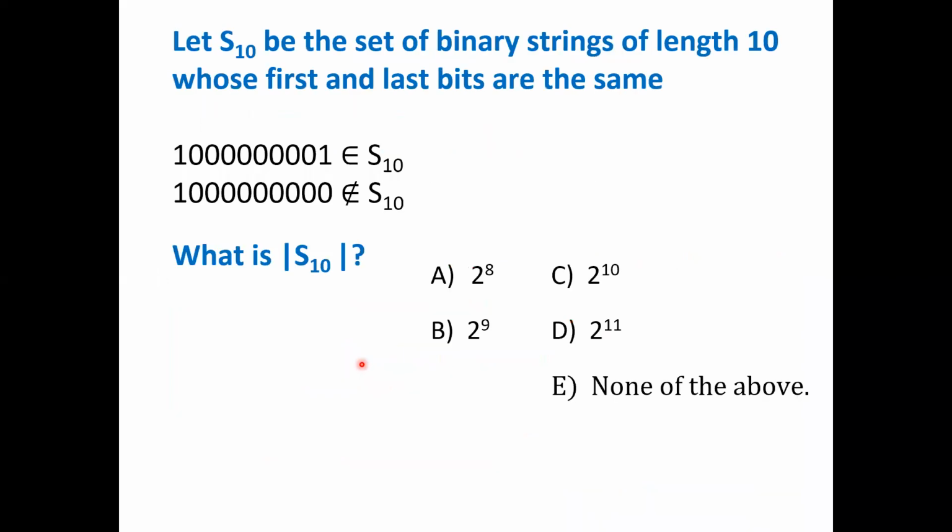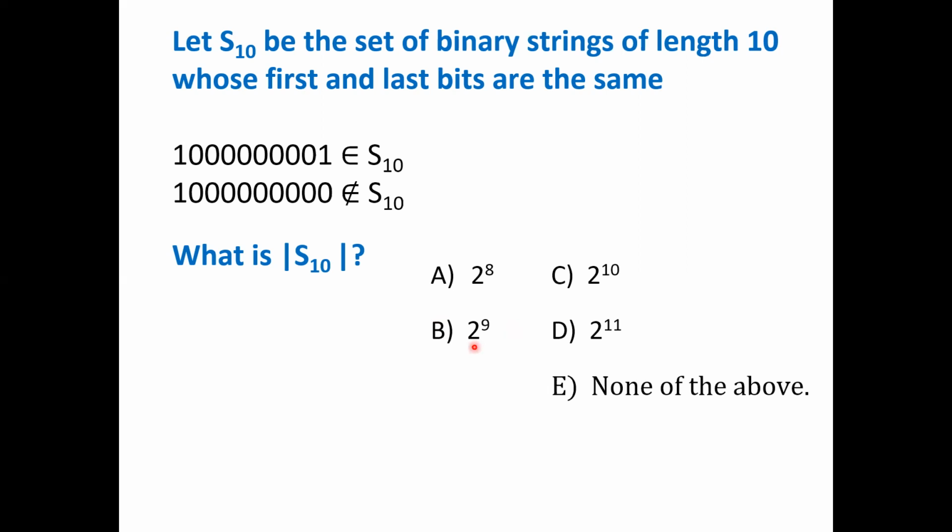Let's say you have 10-digit bit strings, but the first and last bits are the same. The last bit is a copy of the first. This should not be hard. So how many choices do you have, really? Please type in the chat.